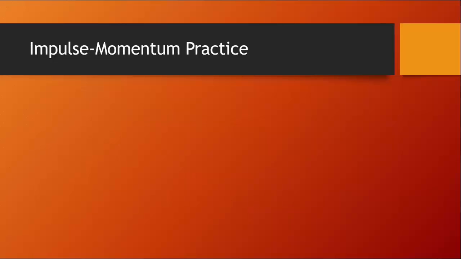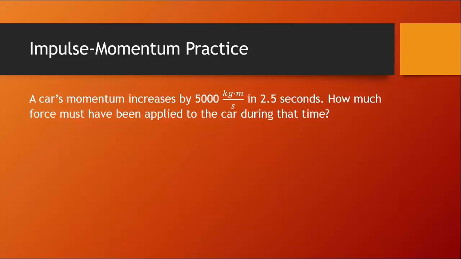Let's take a look at an impulse momentum problem where we have to use the make your own equation bar. A car's momentum increases by 5,000 kilogram meters per second in 2.5 seconds. How much force must have been applied to the car during that time? So first we'll start with our list of givens. We know that the change in momentum is 5,000 kilogram meters per second. We know that the time it takes is 2.5 seconds, and we know that we're looking for the force.